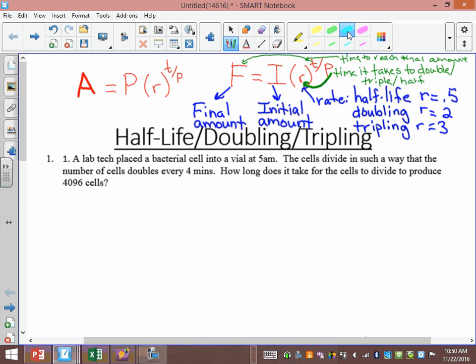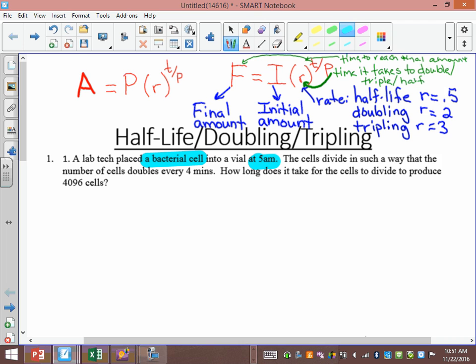A lab tech placed a bacterial cell. So many people miss that because it doesn't say 1 bacterial cell. It says a bacterial cell. So if it doesn't have a number there, they're like, nah, it's just words, and I just keep moving on. Or you don't even read it. Read every word. A lab tech placed a bacterial cell into a vial at 5 a.m. 5 a.m. probably important. So at 5 a.m. they placed a bacterial cell.